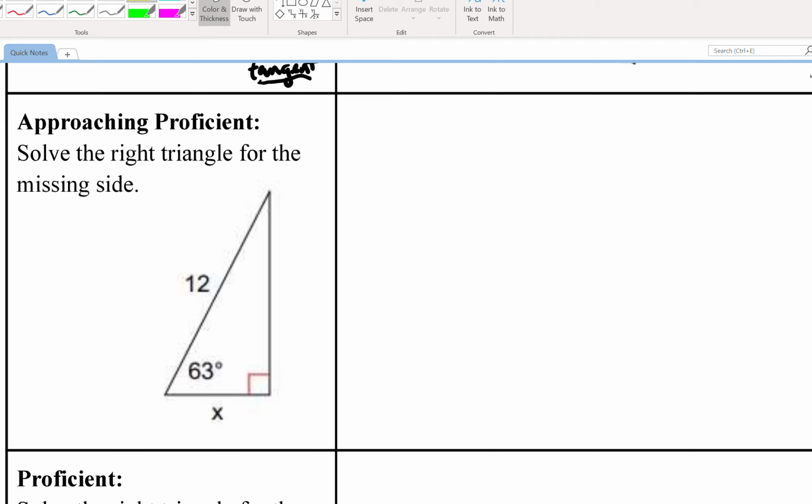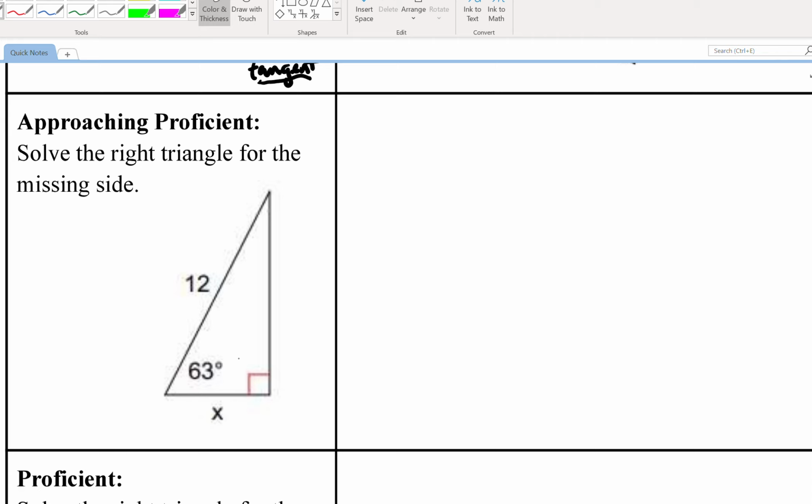It's worth noting that there are two with missing sides. This we don't know. We don't know this one either. The only one that we know is this 12, the hypotenuse. They indicated the one they want us to find with the x, but they could have just as easily said we want to find that one. We could find everything that's missing in this triangle with the information that we have.